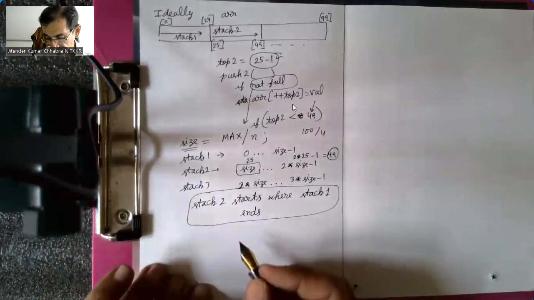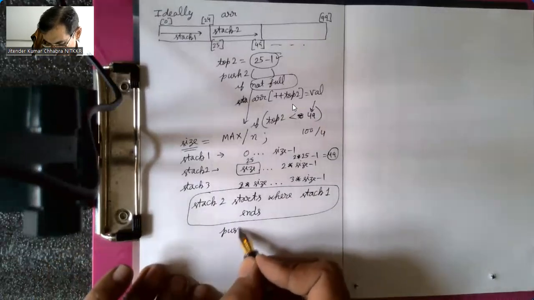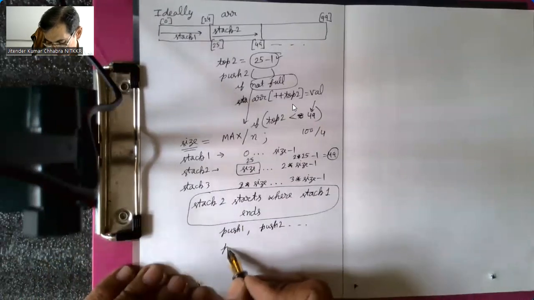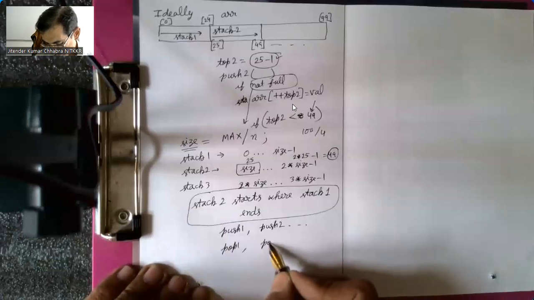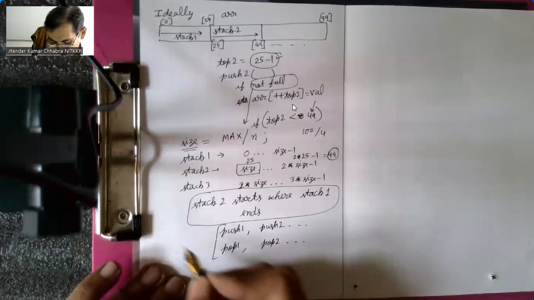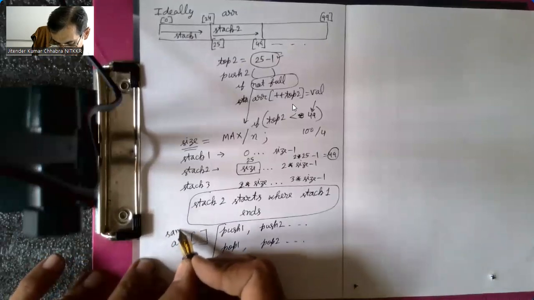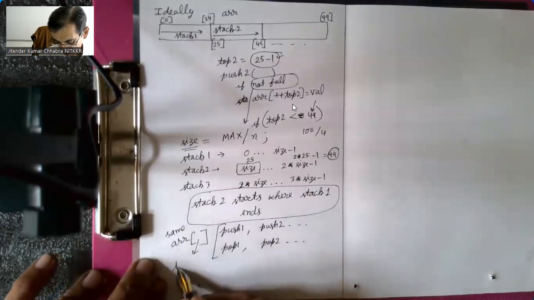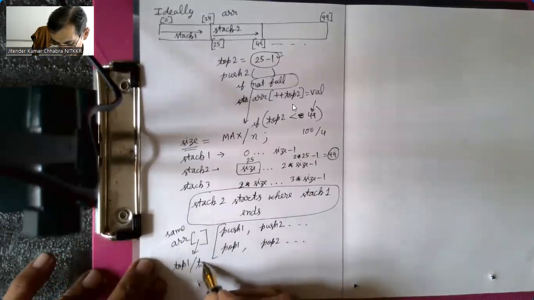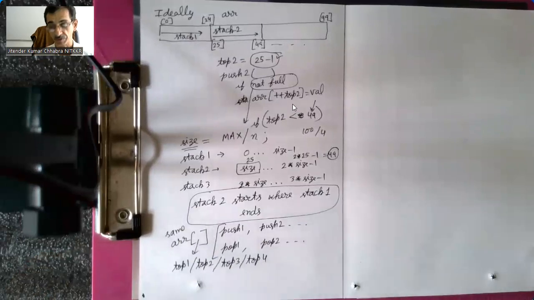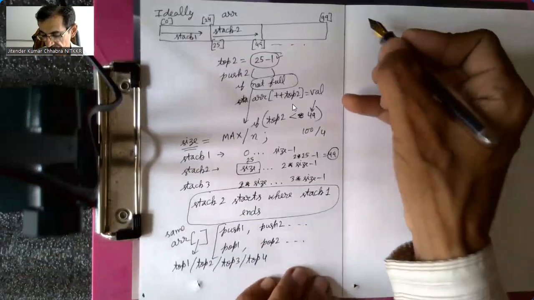So this concept can be utilized to implement multiple stacks. But remember, every push 1, push 2, push 3, push 4, every pop 1, pop 2, pop 3, pop 4, will use the same array. The indexes will be different. Indexes could be top 1 based or top 2 based or top 3 based or top 4 based. But the array is the same. So I'm sure you can easily implement this.